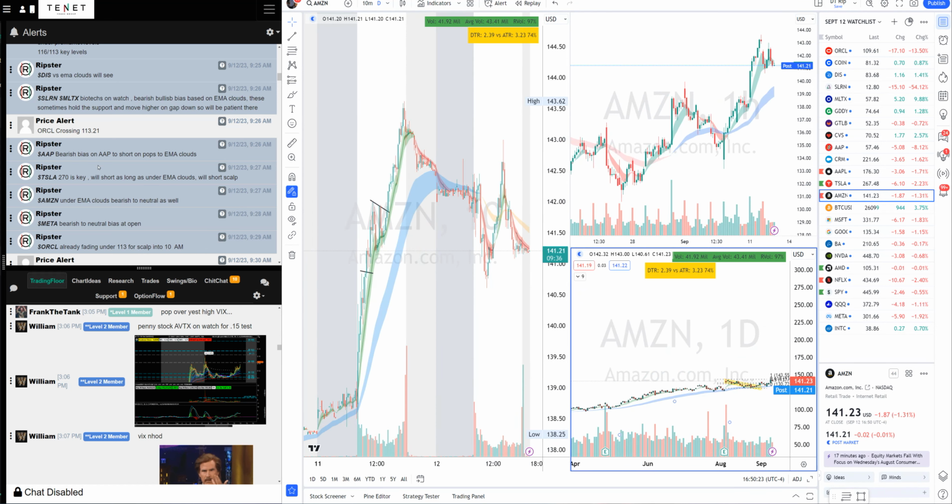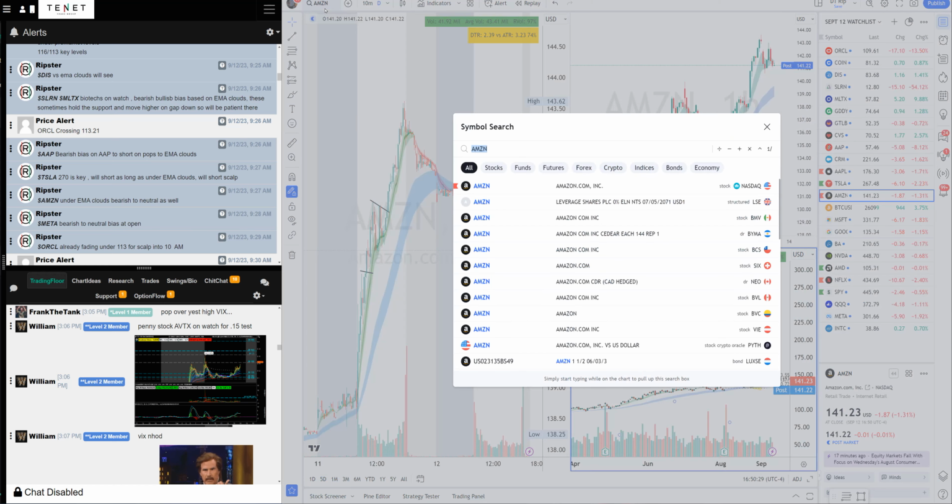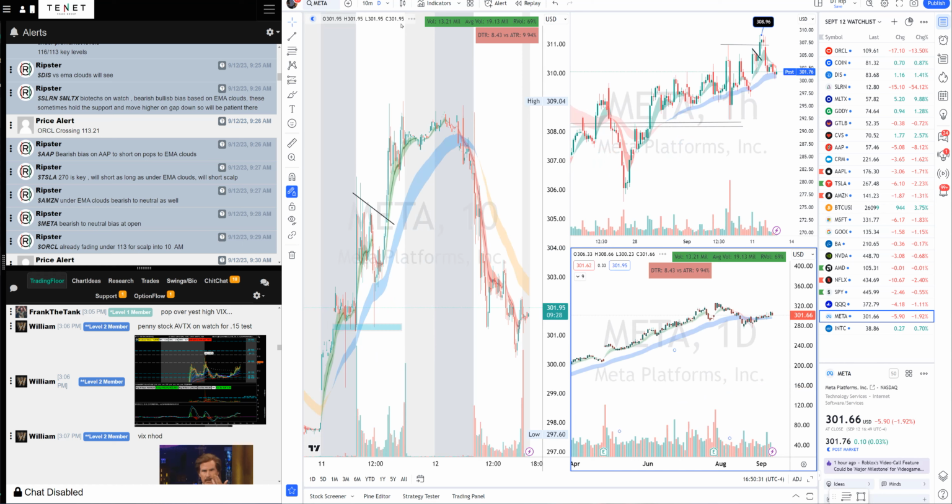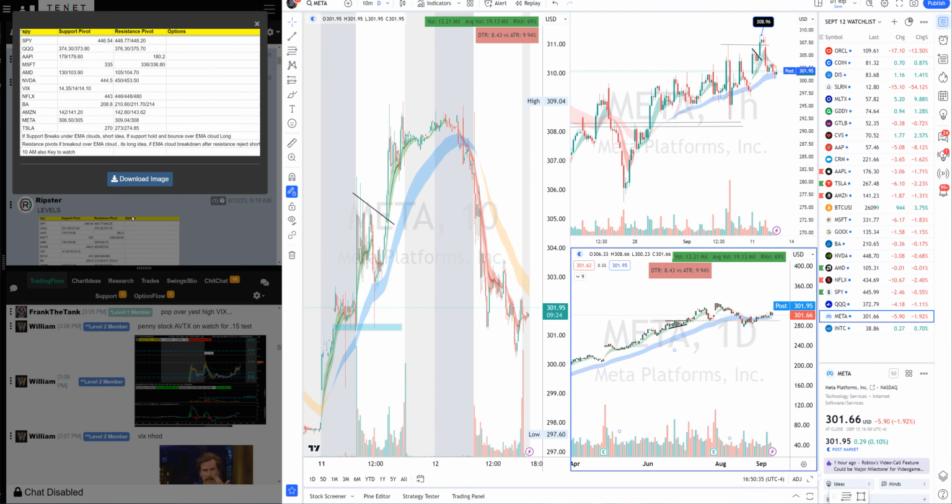Amazon, we were watching under the EMA Clouds for bearish buys, but it was choppy. I did not take the trade. Meta was not my trade, but the idea was bearish buys under the level. Let's see what the level was: 306.50, 305. So 306.50 right here was the support.